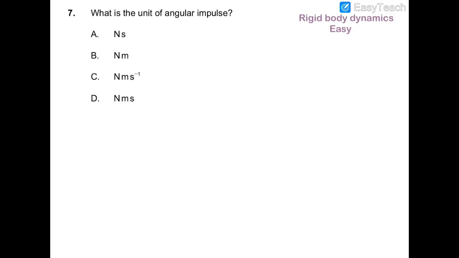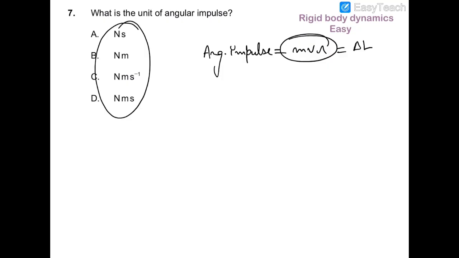In this question, we have to pick the correct unit of angular impulse. So angular impulse, we know, is like linear impulse, and it equals the change in angular momentum. So angular impulse is equal to mvr, and this is also equal to delta angular momentum. But you can see that we have to choose the correct unit in terms of Newton.